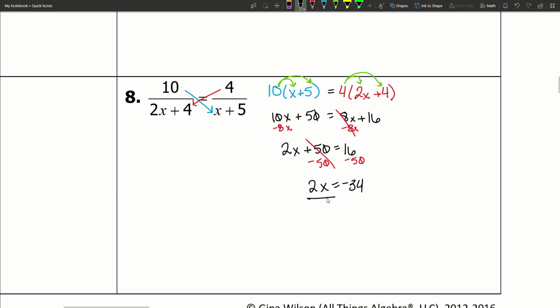We have negative 34 divided by 2, which is why I pulled up a calculator. 34 and then the negative sign. So we hit 34 and then our negative sign, divided by 2. And we end up with negative 17.